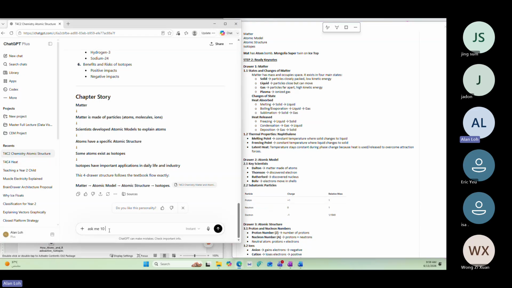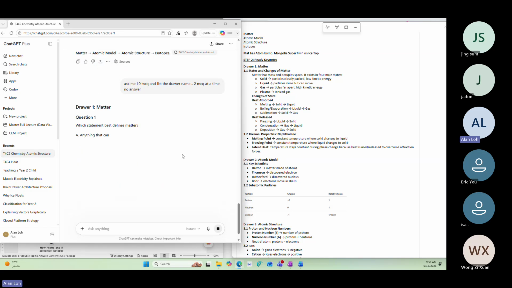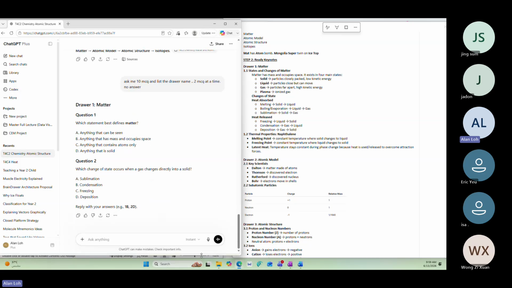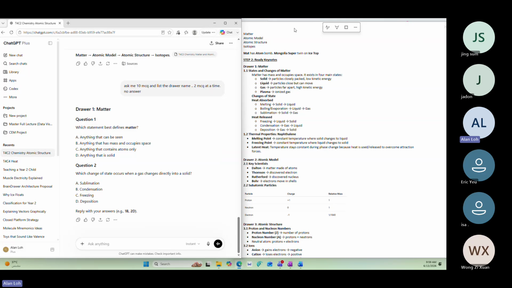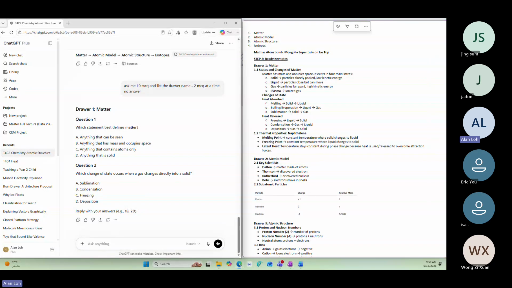Ask me 10 MCQ and list the drawer name. 2 MCQ at a time. No answer. All right, let's do the same drill. This one is your reference. You can use your reference if you have the picture drawn or screenshots. Now let's start.